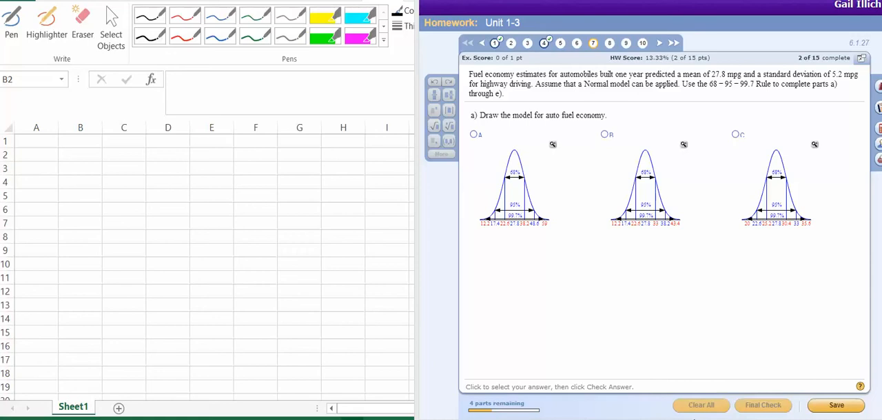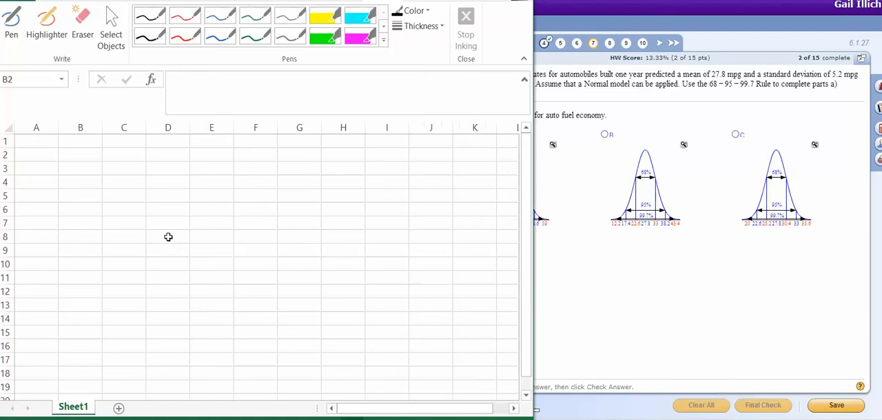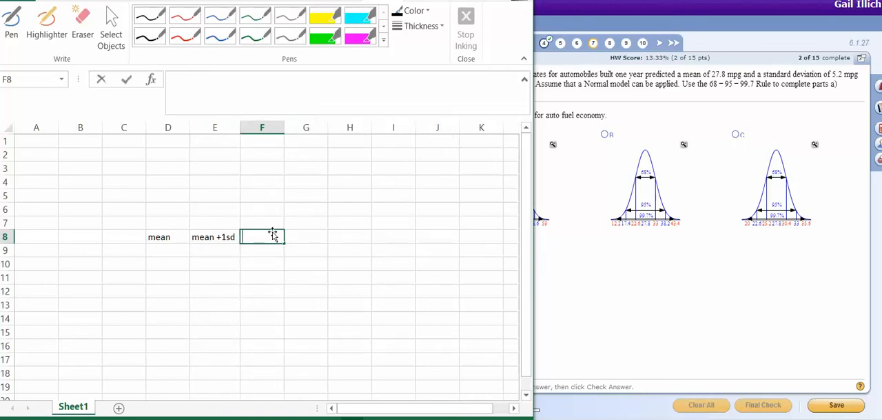A through E. So we need to first draw the model, and so we remember that for a normal model, it's defined by its mean and its standard deviation. You have the mean at the center, and then 68% of the population is within 1 standard deviation of the mean. So this would be the mean plus 1 standard deviation on one side, and then you could expand that and do the mean plus 2 standard deviations, and then we're going to go out to the mean plus 3 standard deviations.